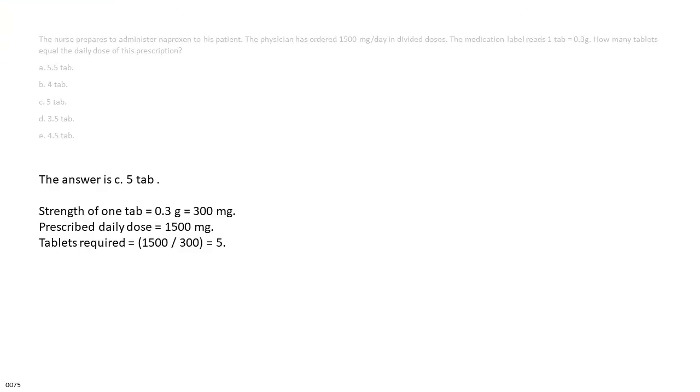The answer is C. 5 tab. Strength of 1 tab equals 0.3 grams equals 300 milligrams. Prescribed daily dose equals 1,500 milligrams. Tablets required equals 1,500 over 300 equals 5.